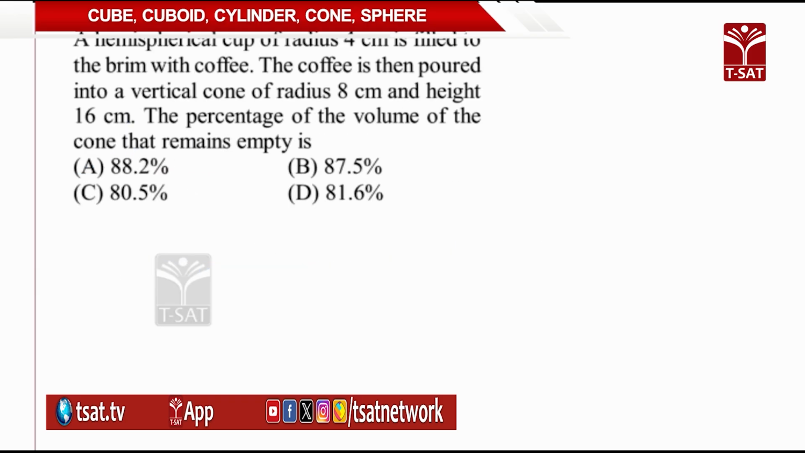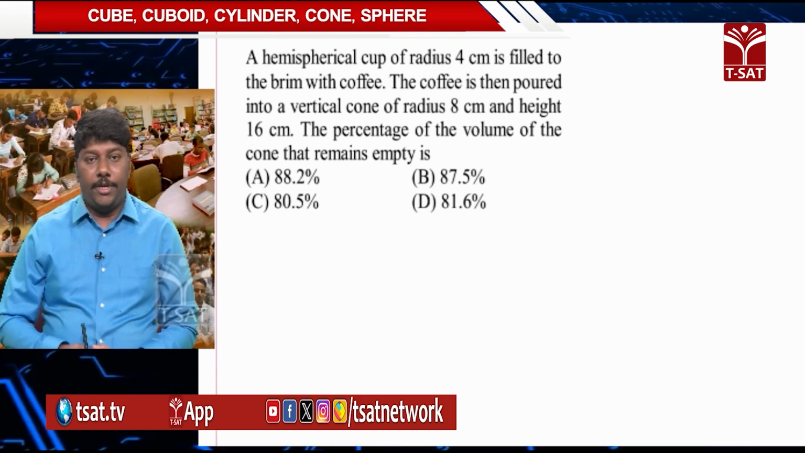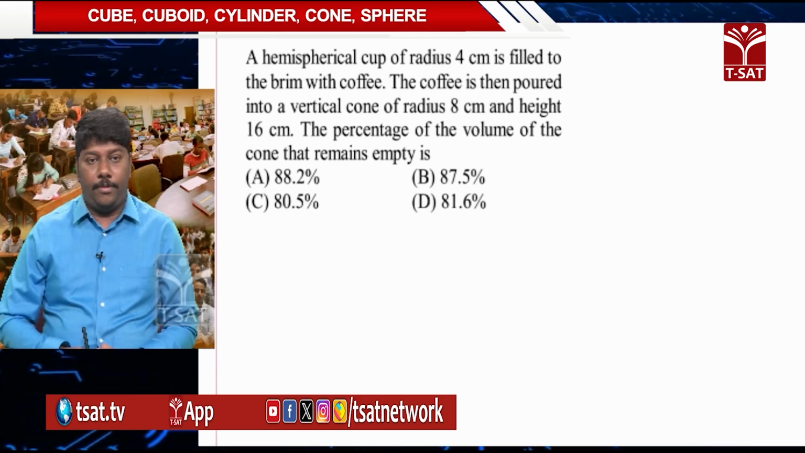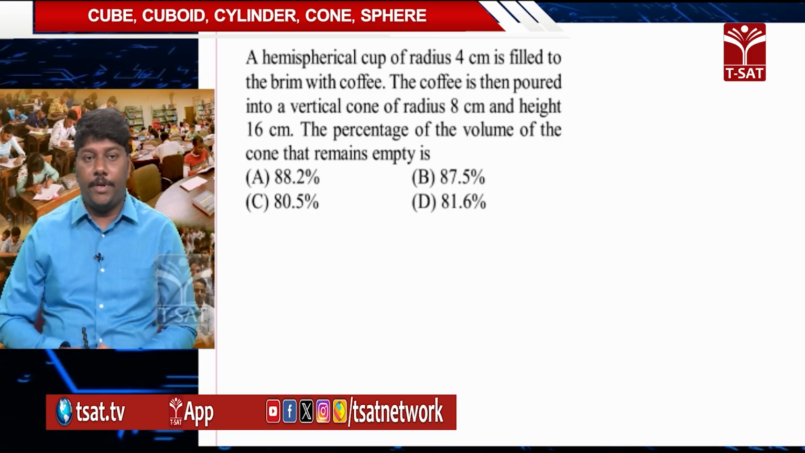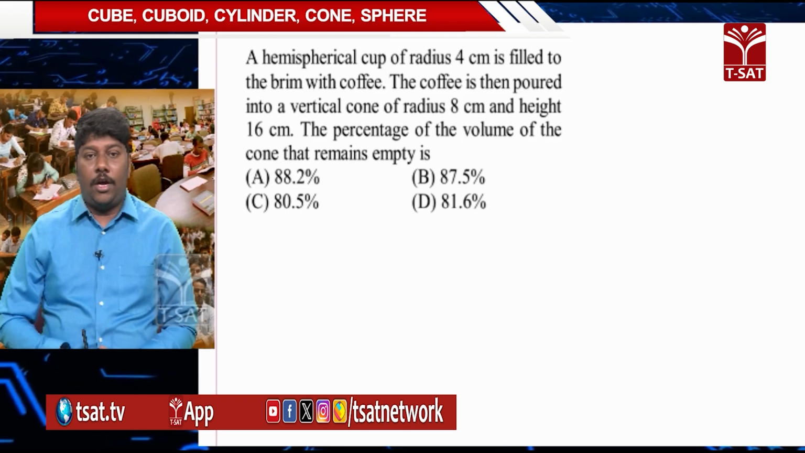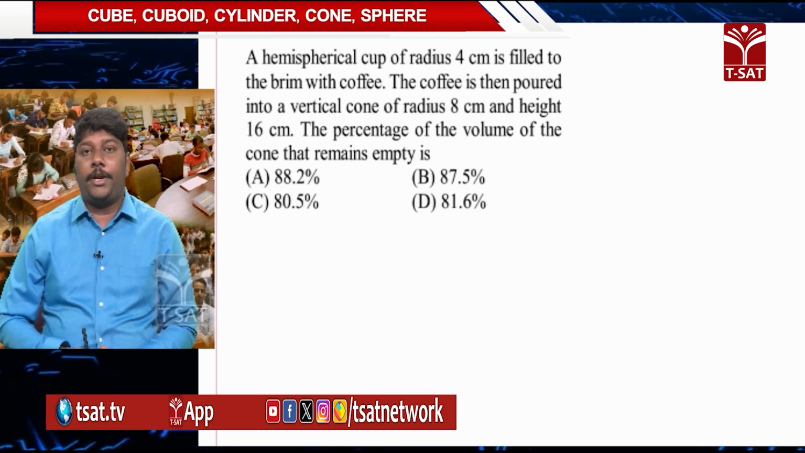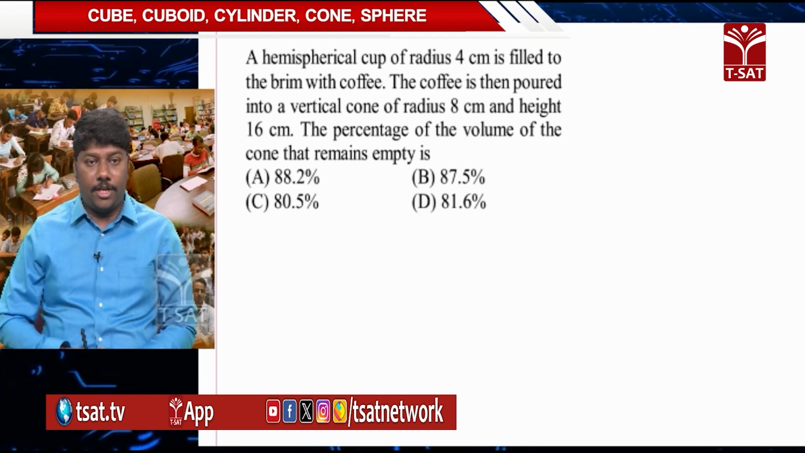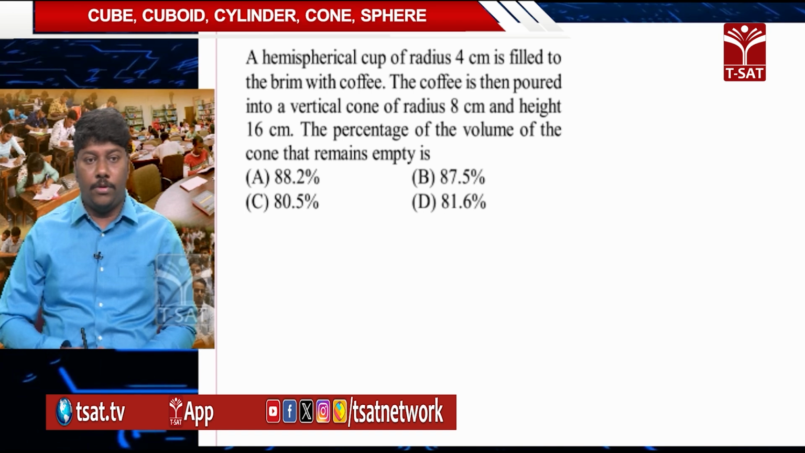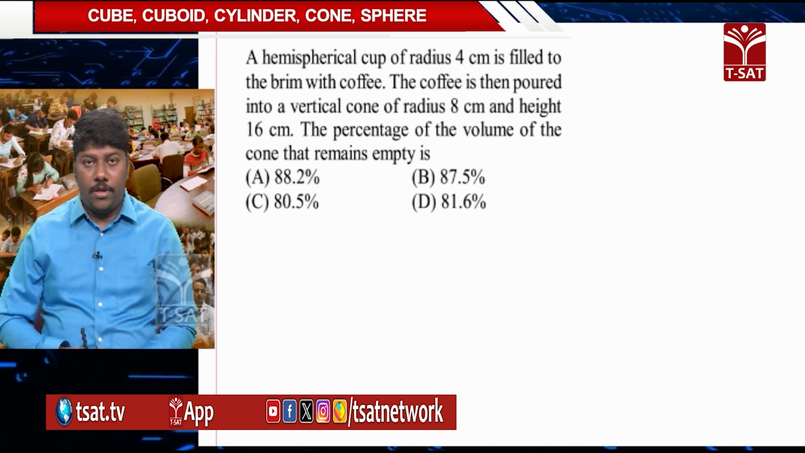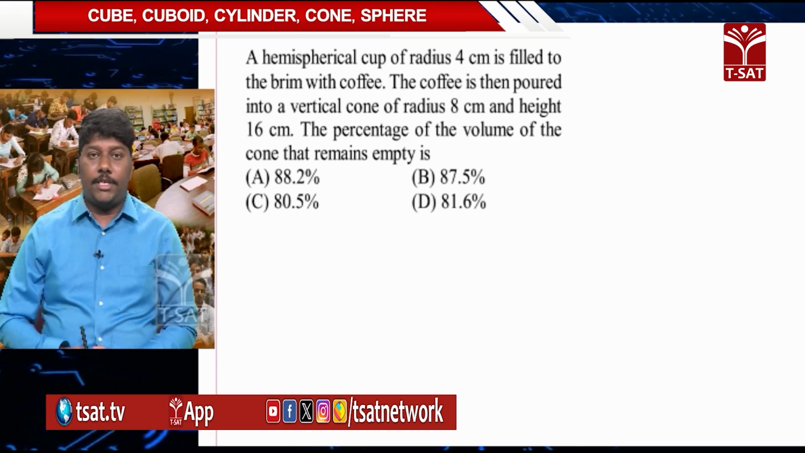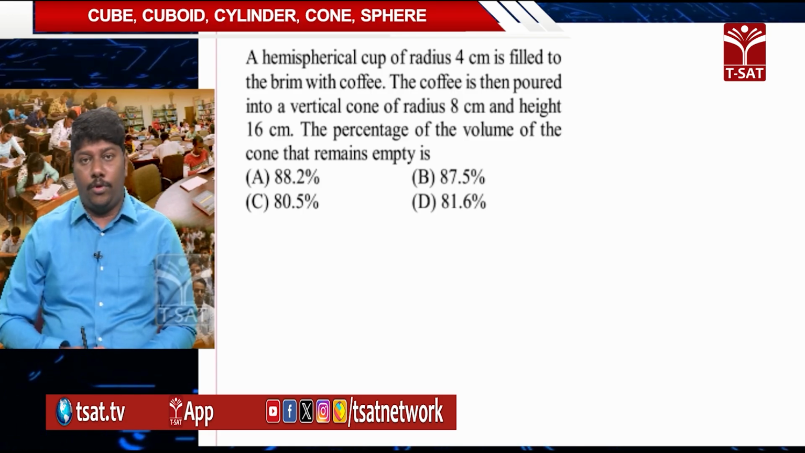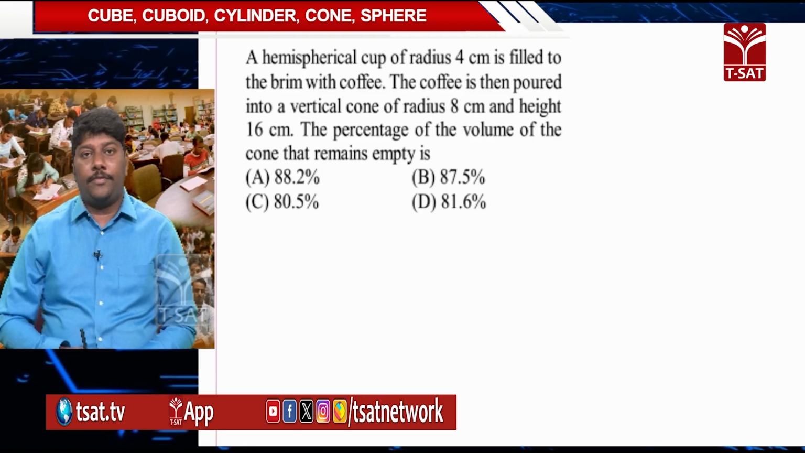Look at the next one. A hemispherical cup of radius 4 centimeter is filled to the brim with coffee. So, you are filling a hemispherical cup. It is in the shape of a hemisphere. You are filling it with coffee. The coffee is then poured into a vertical cone of radius 8 centimeter and height 16 centimeter. The percentage of the volume of the cone that remains empty. First of all, how much you are filling is very important. So, you are actually pouring a hemisphere into a cone. So, what percentage of the cone is filled?